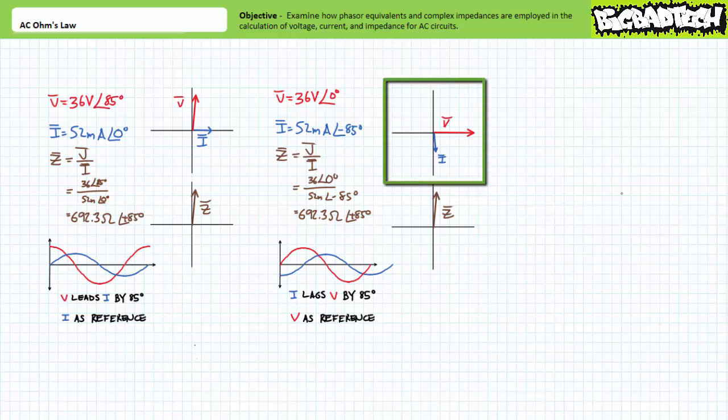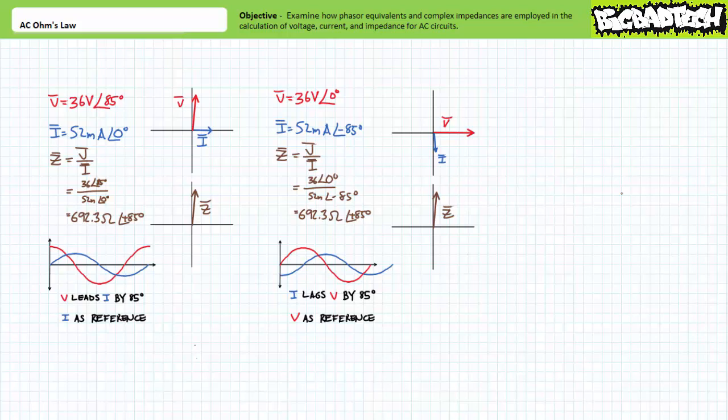Note this version of the phasor diagram still shows a relative phase shift of 85 degrees between voltage and current, only this time voltage is our reference. It can be stated that current lags voltage by 85 degrees just as easily as it can be stated that voltage leads current by 85 degrees. Using either definition still results in a relative phase shift of 85 degrees.